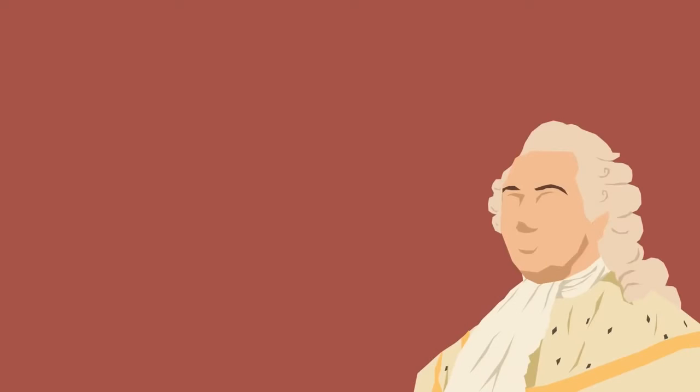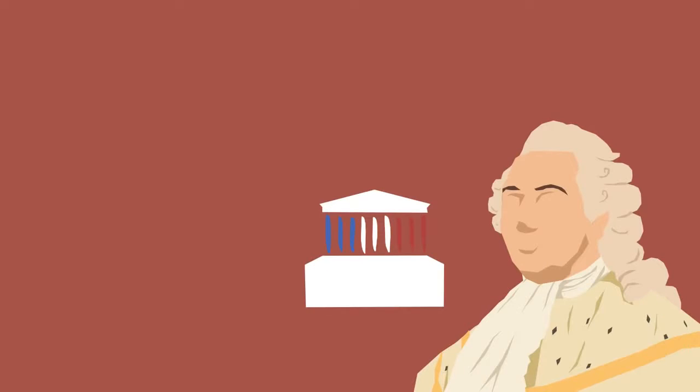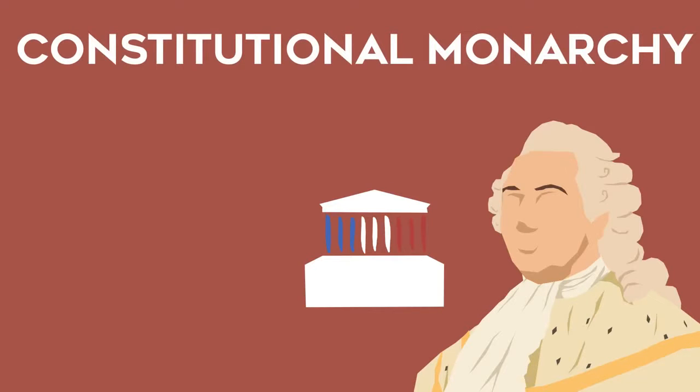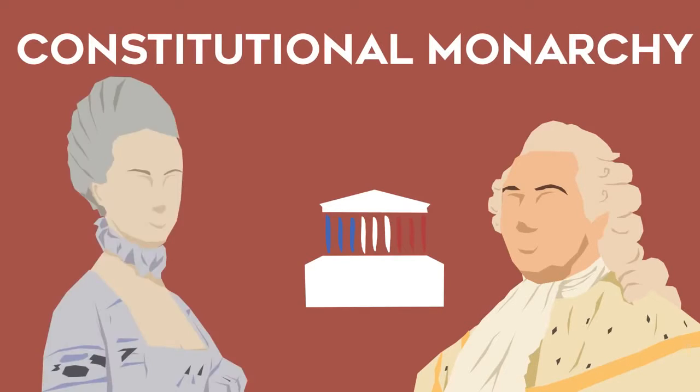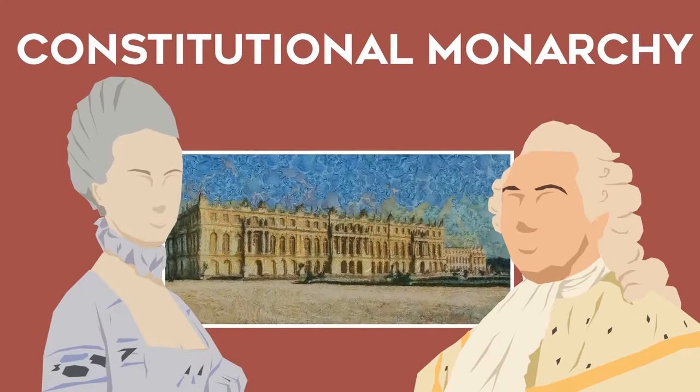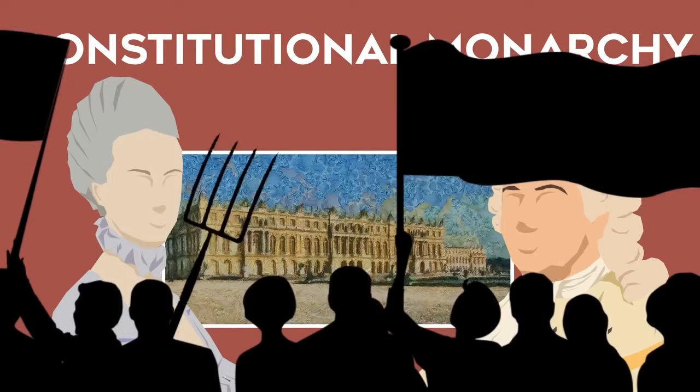Louis was still King of France, and the National Assembly believed he was essential to a functioning state, so it was looking like France would become a constitutional monarchy. A rumour began to spread that Marie Antoinette, Louis's wife, was hoarding grain in their palace at Versailles, so they were forced to move to Paris by rioters.